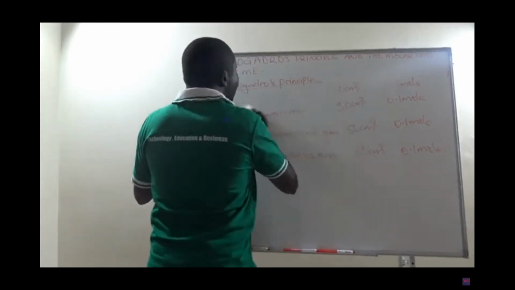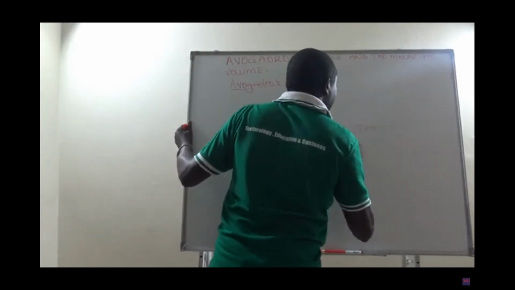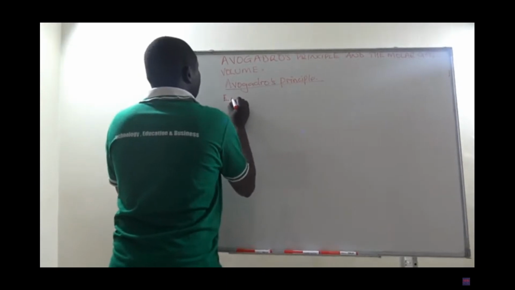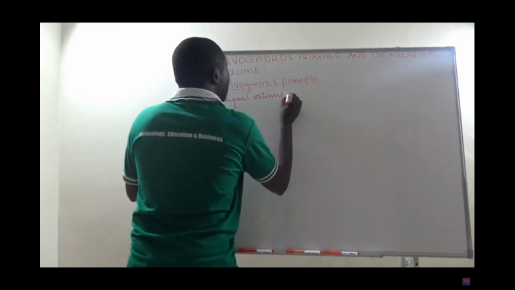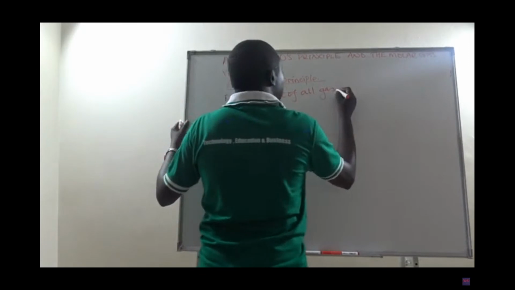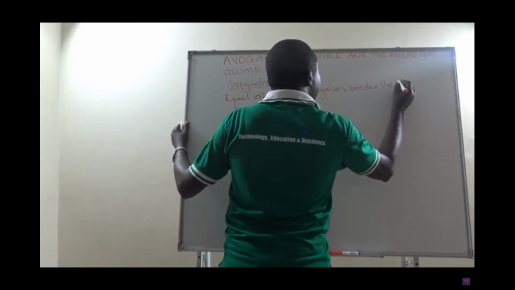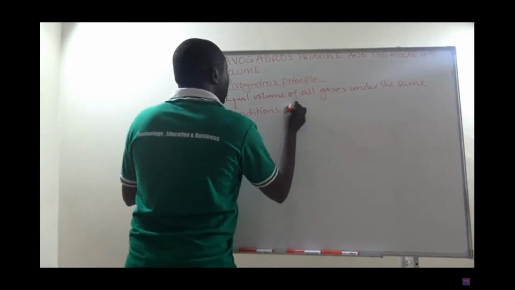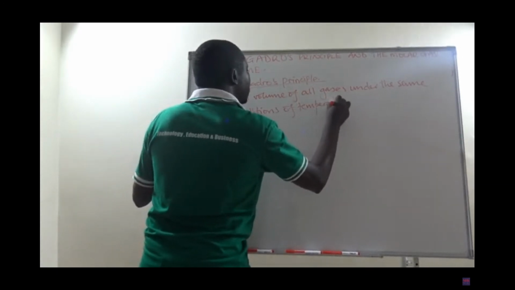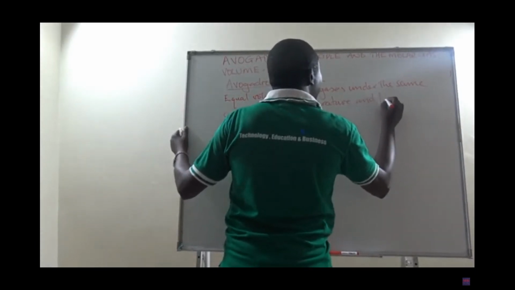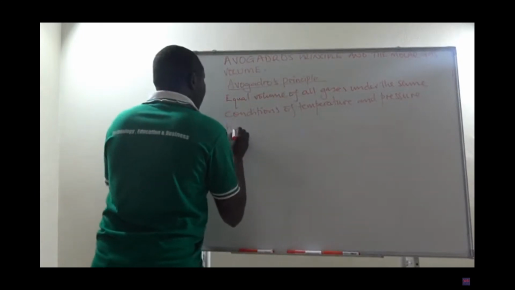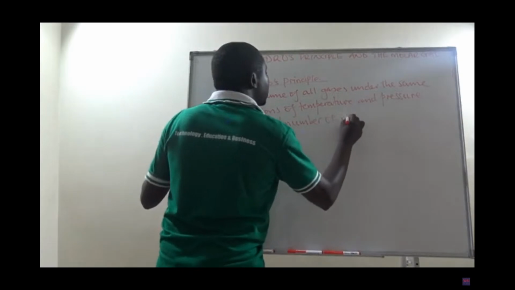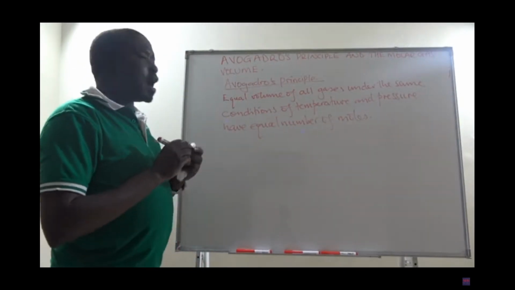So from this work we can state Avogadro's principle. Avogadro stated in his principle that equal volume of all gases under the same conditions of temperature and pressure have equal number of moles. So this is what we call a statement of Avogadro's principle.